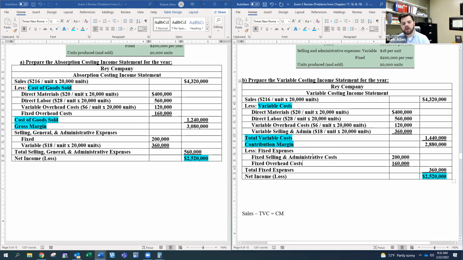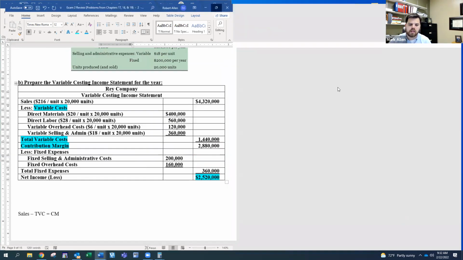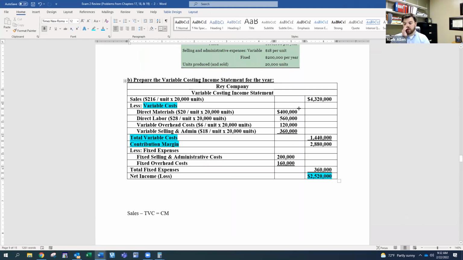So as long as you familiarize yourself with a few of these terminology related differences, the distinction between absorption and variable is not super difficult, but it does require that you recognize those key things. If you let yourself get confused, or if you think cost of goods sold is on both, or if you have anything like that happen, then it can lead to problems. So do be careful there. All right.